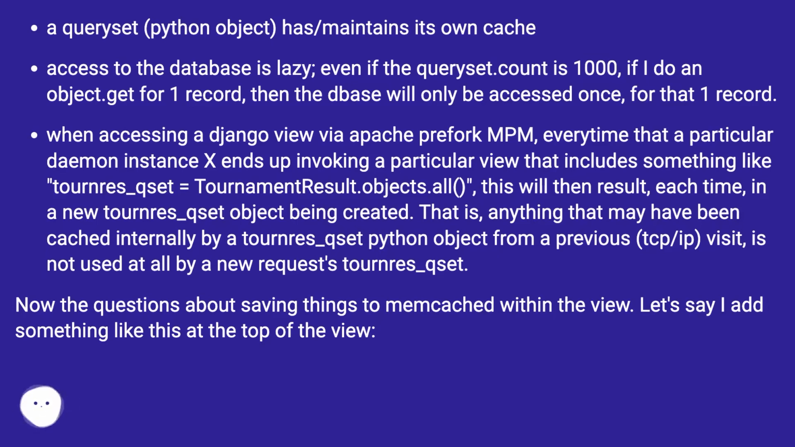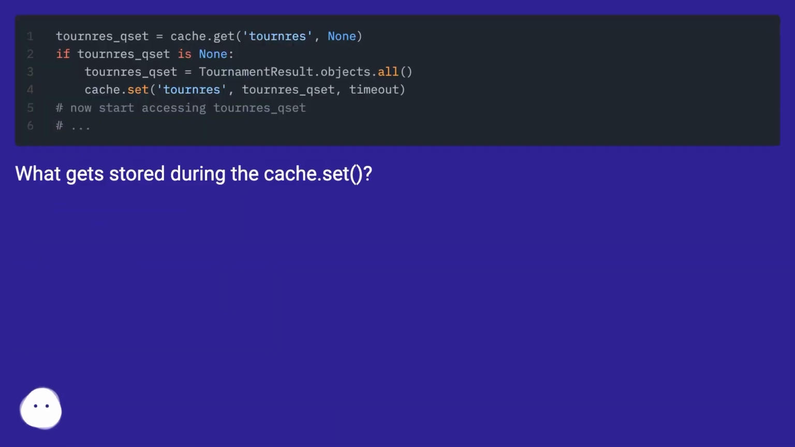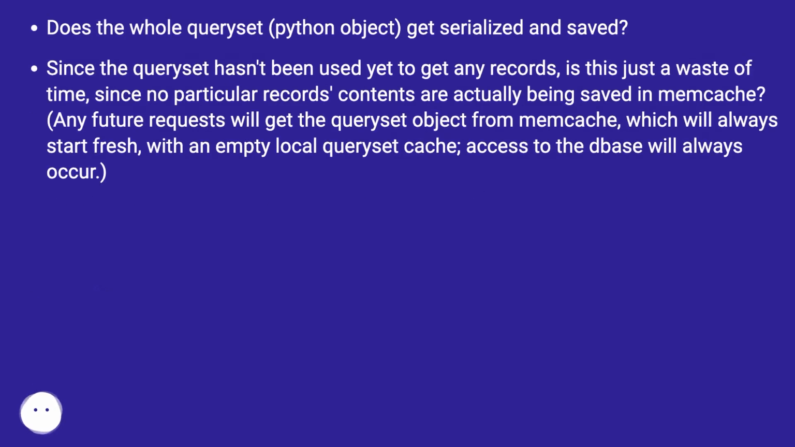Now the questions about saving things to Memcached within the view. Let's say I add something like this at the top of the view. What gets stored during the cache.set? Does the whole queryset, Python object, get serialized and saved?